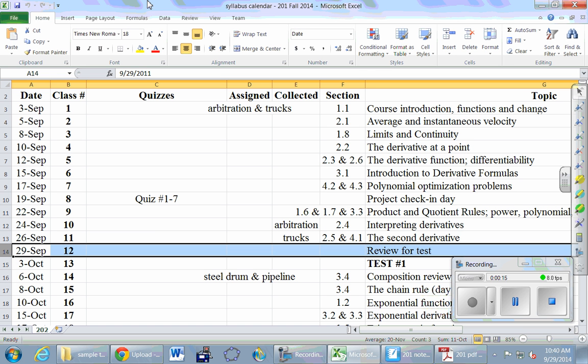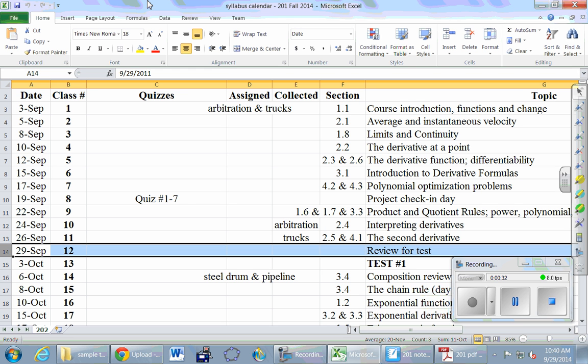The test is next class, which is actually on Friday. Remember, Wednesday we don't have any day classes because of this professional day that's happening, okay? So the next time we meet will be Friday right here, and that will be our test. And so today we just review for the test. What is the test on?